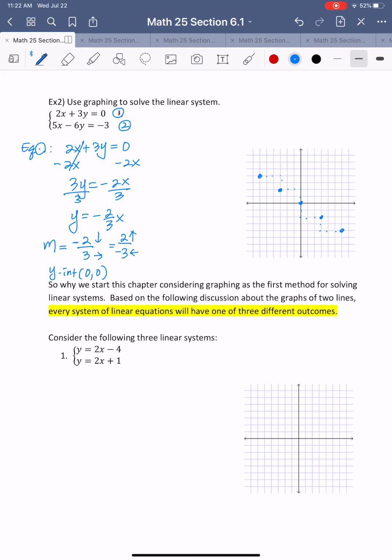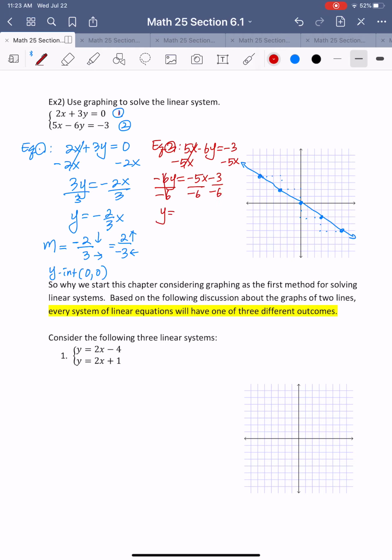If you connect all the points you have, it makes a line. If it doesn't make a line, we are in trouble, because this is a linear system. All right, now equation 2: 5x minus 6y equals negative 3. To solve for y, subtract 5x from both sides, and then negative 6y equals negative 5x minus 3. Divide by negative 6.